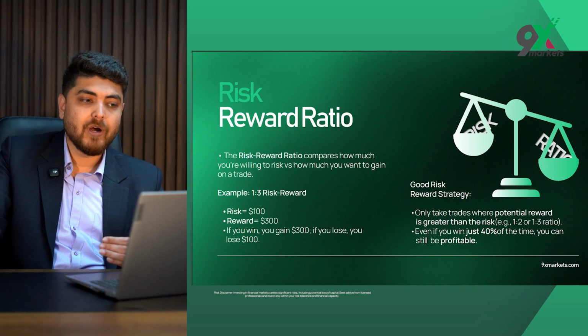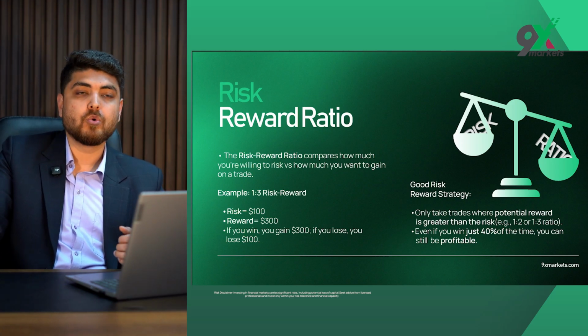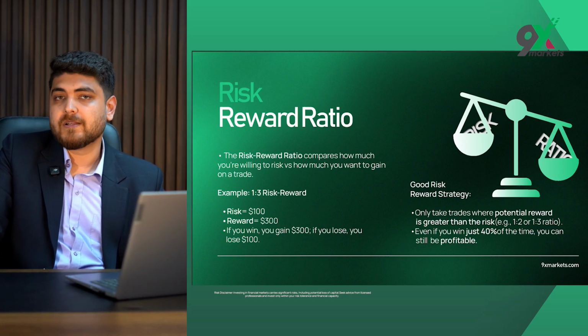So try to avoid it, and always do 1 to 2 or 1 to 3. Even 1 to 1 is not bad. A good risk reward strategy is to only take trades where the potential reward is greater than the risk, either a 1 to 2 or 1 to 3 ratio. Even if you win just 40% of the time, you can still be profitable. Even if 40% of the time you are going in the right direction, and 60% of the time you are losing, hitting your stop loss, you will still be profitable.